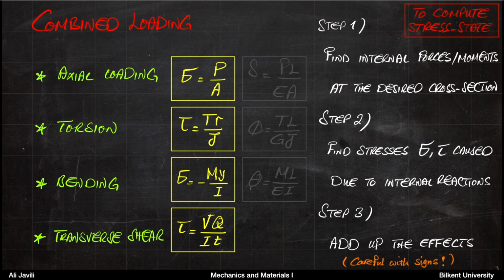It's actually not complicated if you don't get confused, if you go step by step and solve for each of these cases separately and carefully. So if you have a combined loading, the first step is to find the internal forces and moments at a desired cross section. Usually in these types of problems, you are asked to calculate the stress state at a specific point on a specific cross section. So what we need to do is to calculate the internal forces and moments.